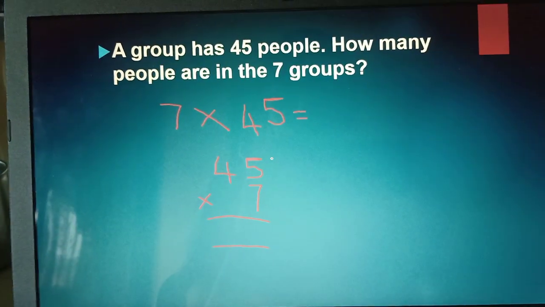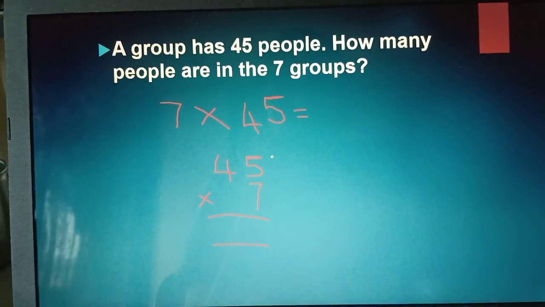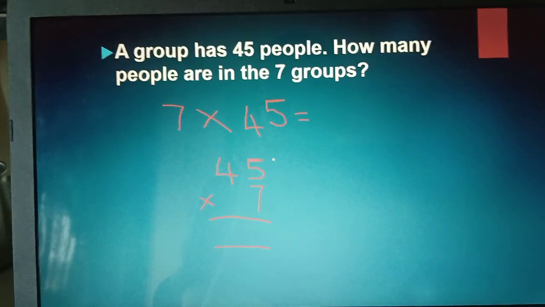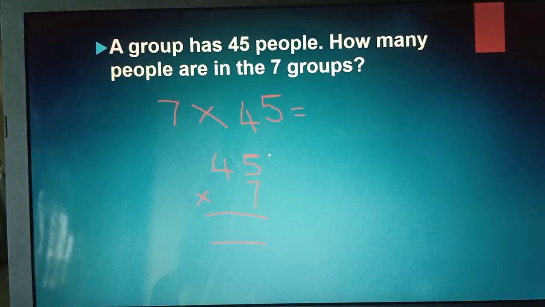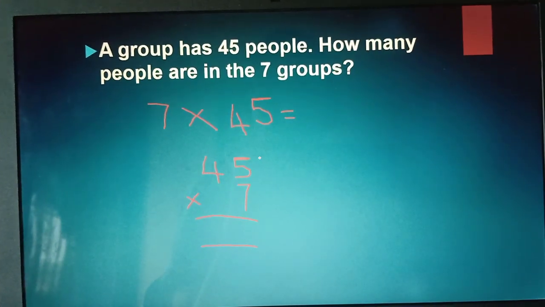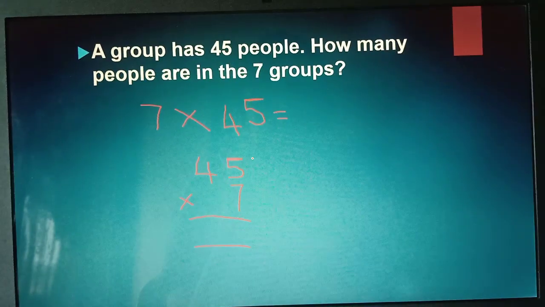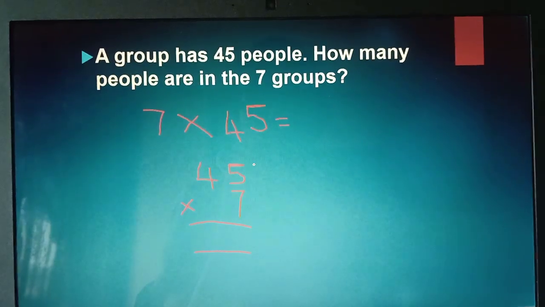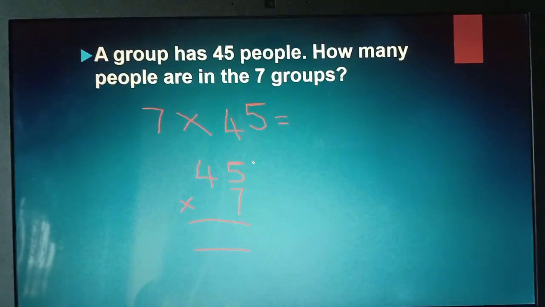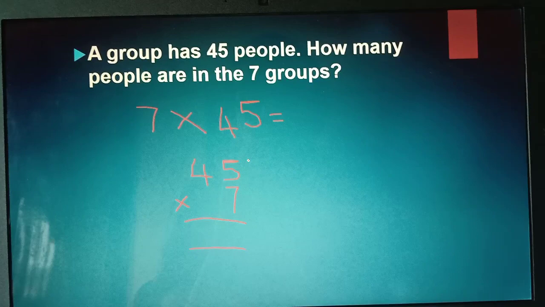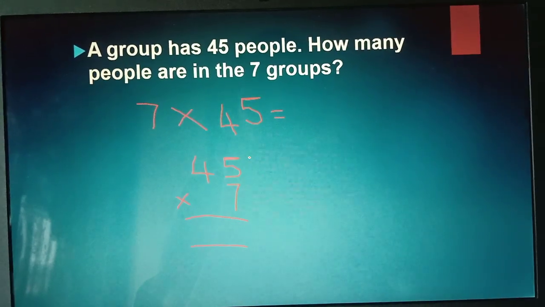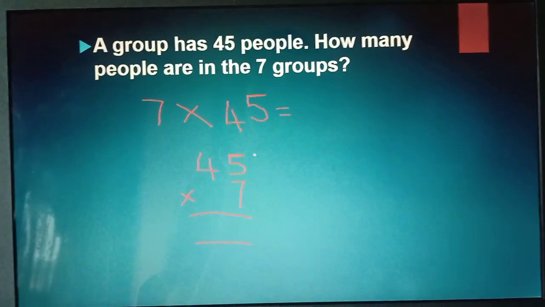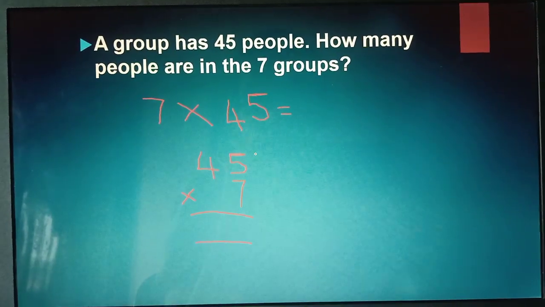Why? If you imagine this question, we have groups. How many groups? 7 groups. In each group we have 45 people, 45, 45, 45. We can only plus 45, 7 times. To make it easier, we already learned repeated addition. The same number is repeating, isn't it? Repeated addition we can convert to multiplication. Can you understand that?